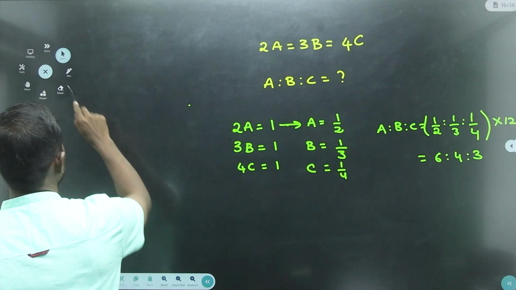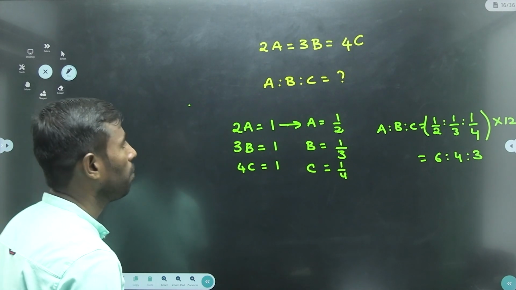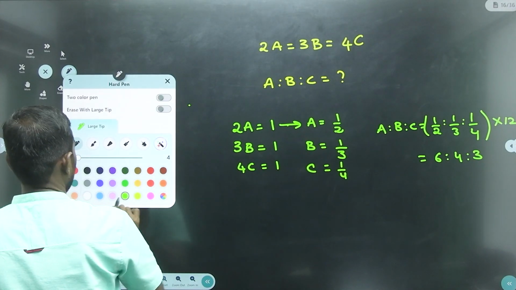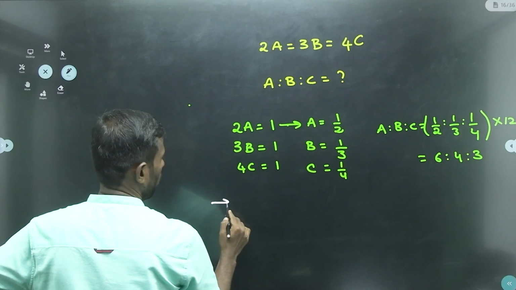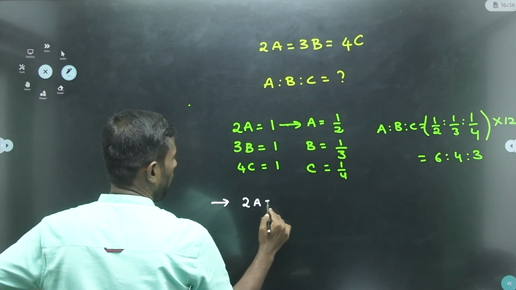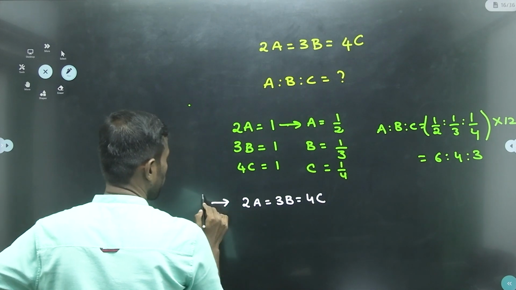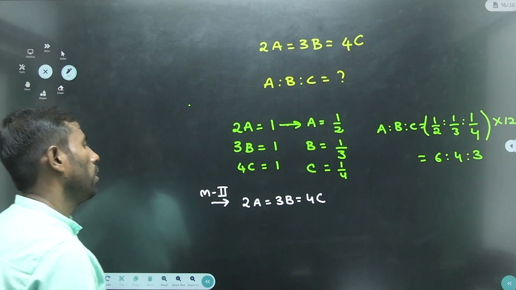The same problem can be done in a different method. How can it be done in a different method? 2a equals 3b equals 4c, and we have to find the ratio. Take it as method 2.